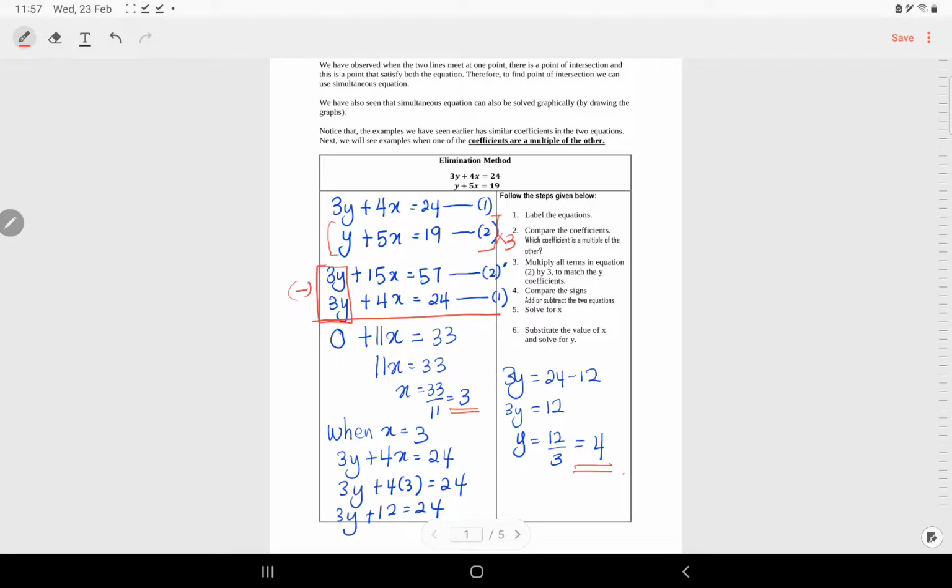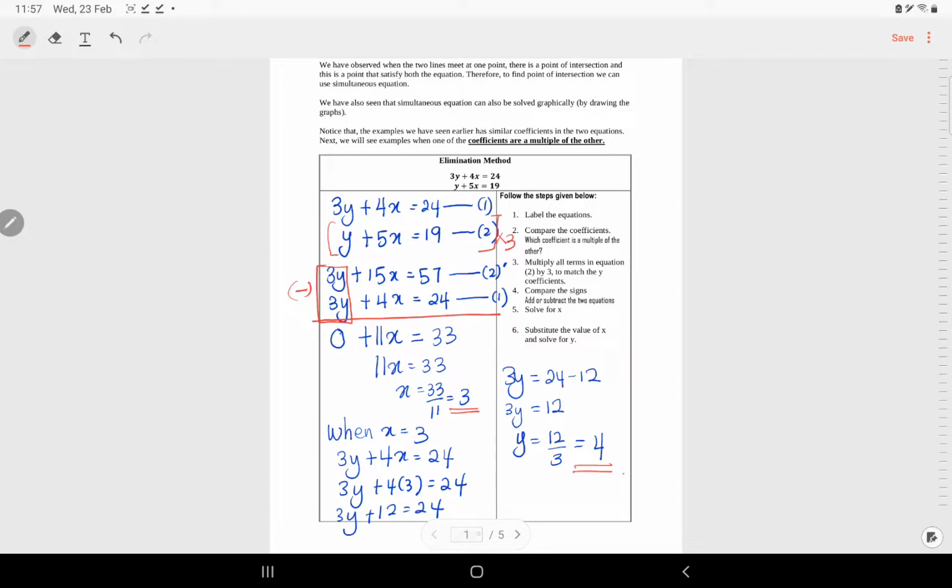Okay, so that is how we do it for coefficients that are a multiple of the other. We will try to make the coefficient the same by multiplying it by its multiple here, times 3 to the whole equation.